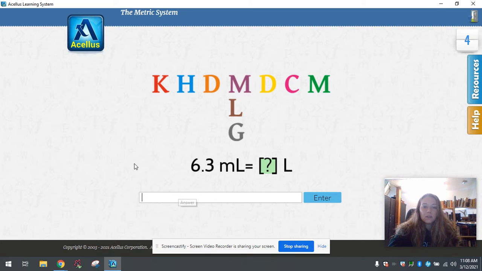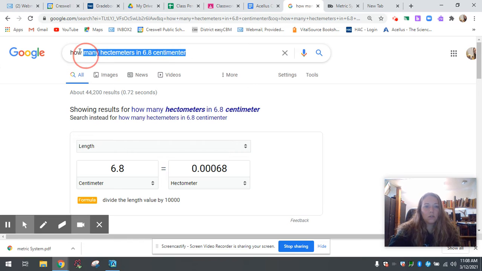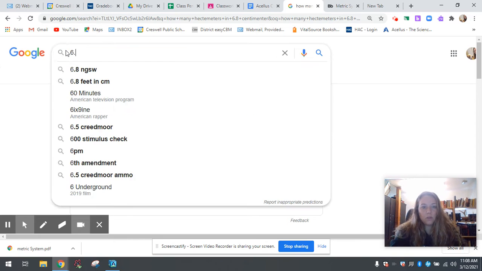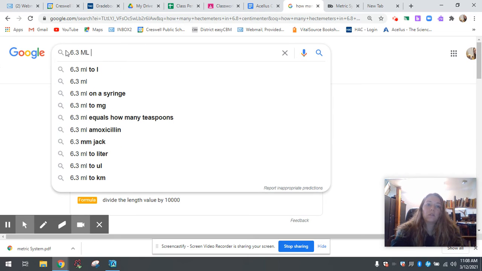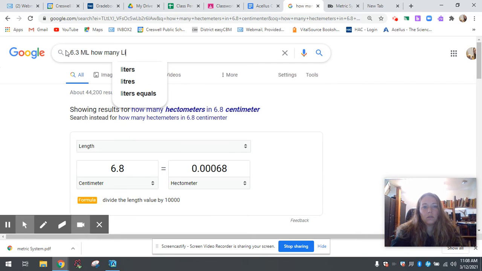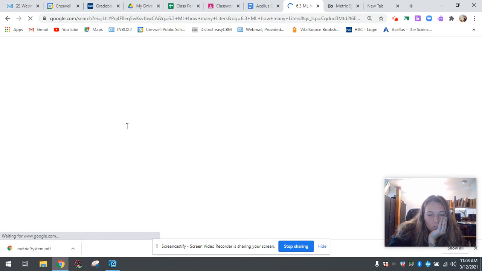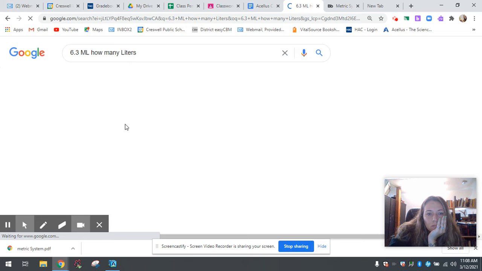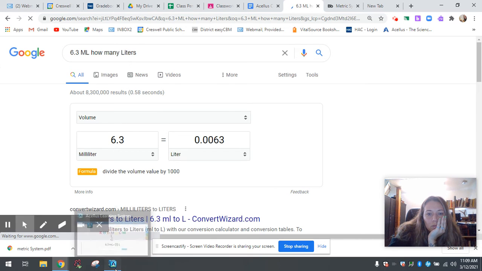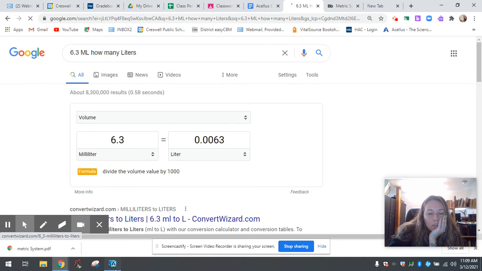6.3 milliliters is how many liters? So the number of liters is 0.0063.